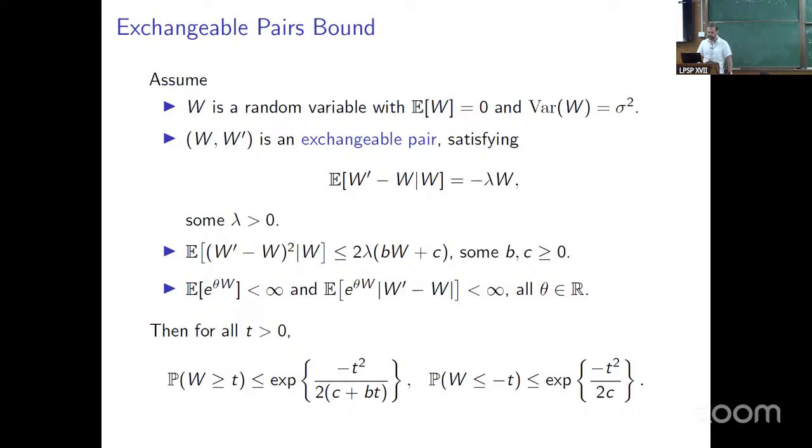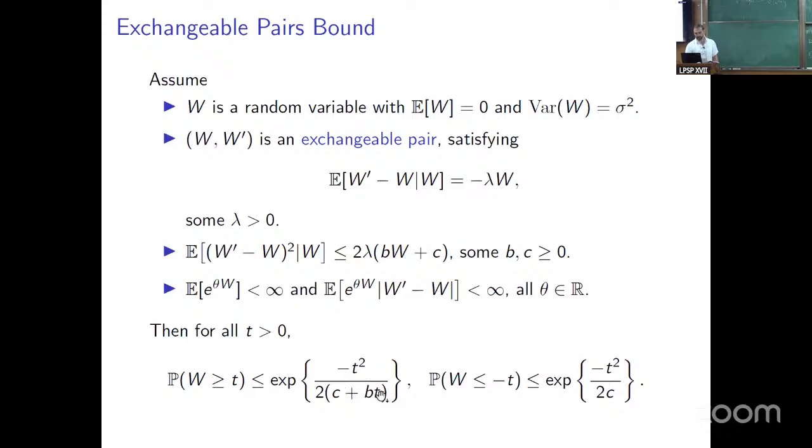W is a sum of things that are bounded, so all of this is satisfied automatically. But anyway, this is just a technical condition to make sure our expectations are well defined. Under this assumption, the right tail, the probability W is bigger than or equal to T, has an exponential tail bound of T squared over C plus BT.